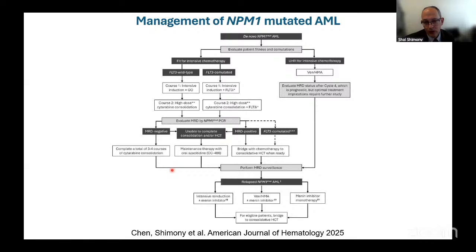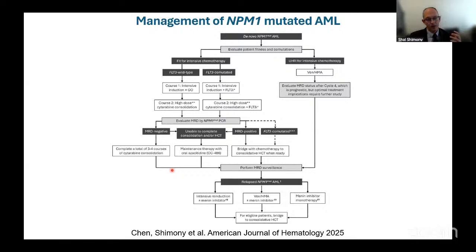So we talked a lot about what NPM1 is, how we use it to predict survival, how to use it to manage our patients, and how we use it as a therapeutic agent. This is an algorithm that one of my colleagues and I wrote in a review a while ago about how we evaluate and treat patients with NPM1. I won't go into all of the details, but the take-home message is that MRD evaluation with NPM1 is crucial in making our decision.